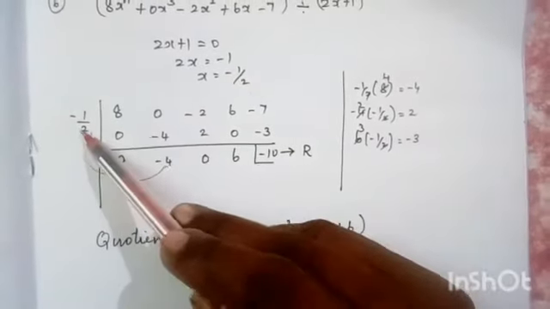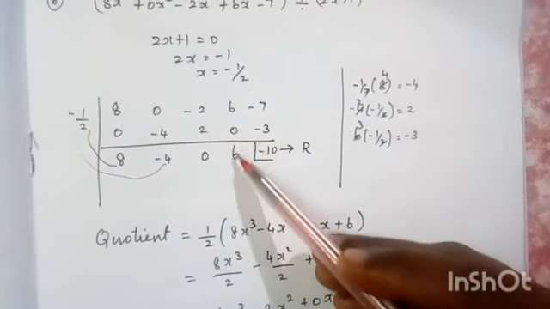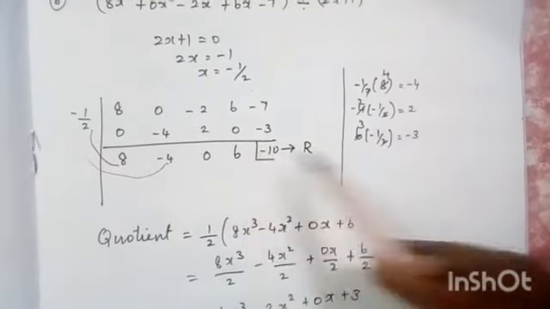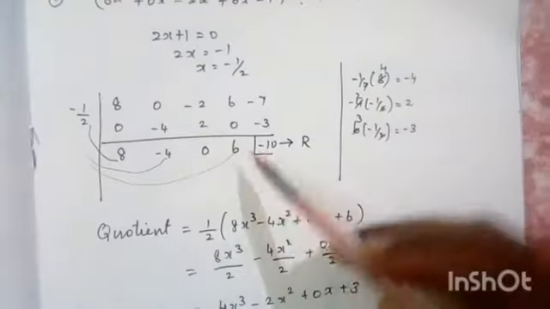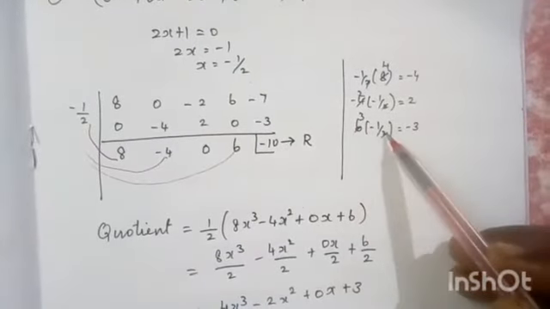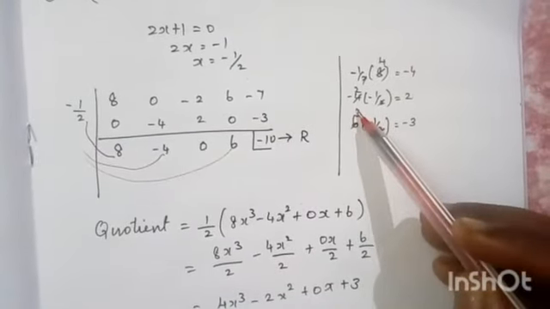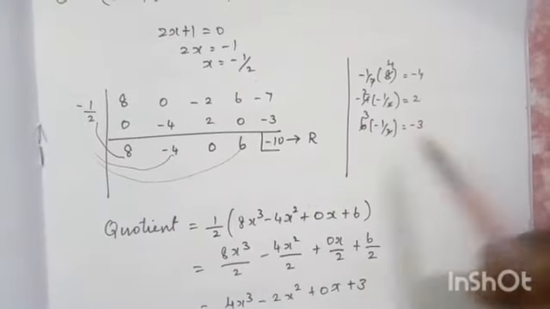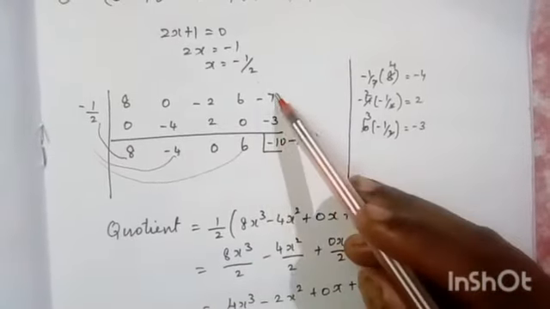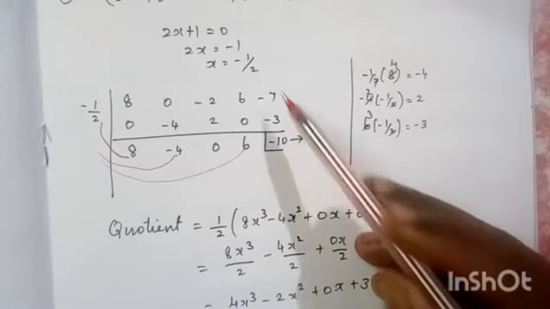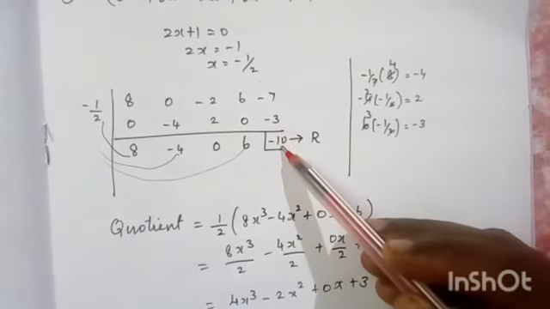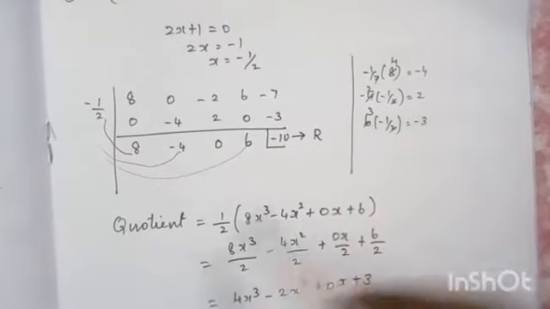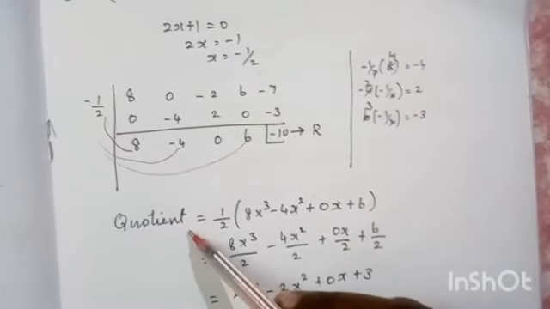0 into minus 1 by 2 is 0. Add these two, it is 6. 6 into minus 1 by 2: cancelling, 1 time, 3 times, so it is minus 3. Then add these two: minus 10, same sign, so minus 10. The remainder is minus 10.